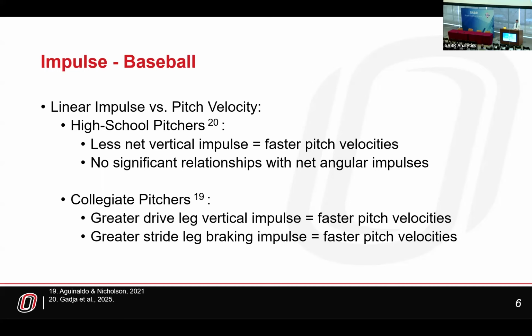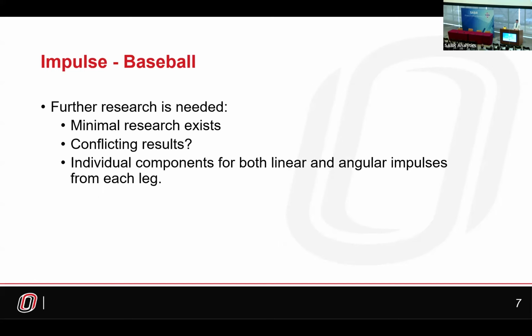And then in collegiate pitchers, they found that with greater drive leg vertical impulse, there were faster pitch velocities. And then with greater stride leg braking impulse, there were also faster pitch velocities. However, I propose that further research was needed as, A, minimal research exists, B, there are potentially some conflicting results.